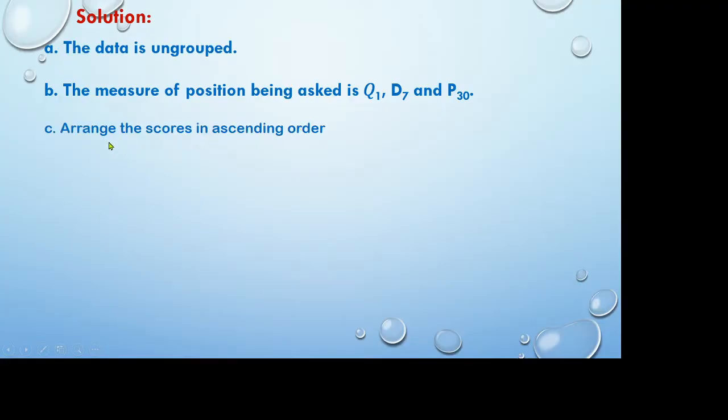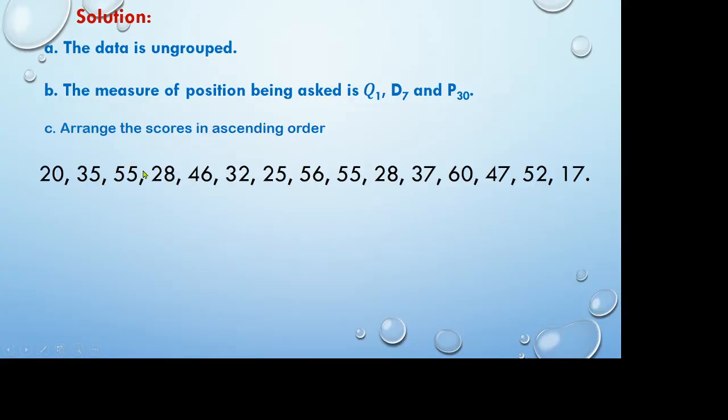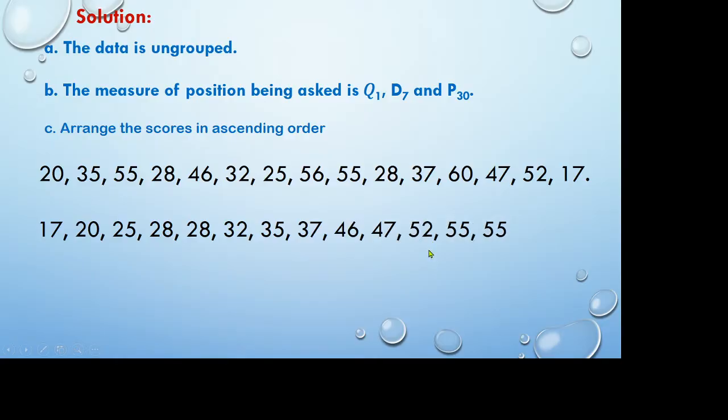Next, kailangan natin arrange ang scores in ascending order. So, balikan natin yung given. Makikita natin dito sa 15 scores ay meron tayong 17. So, ito yung lowest score. At ang high score ay 60. So, arrange natin isa-isa. Yan. So, check natin maigi. Baka meron tayong nakalimutan, may nalaktawan, may nadoble. Okay. So, tama naman.